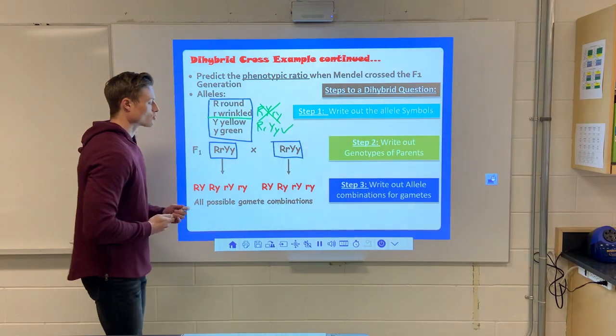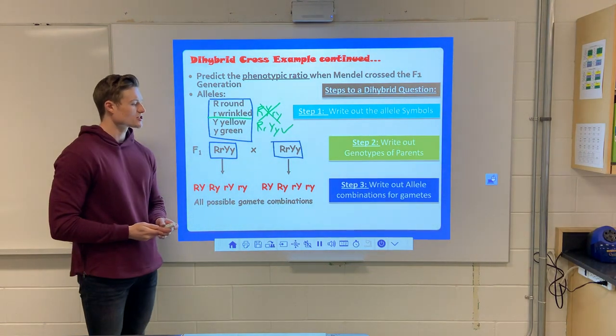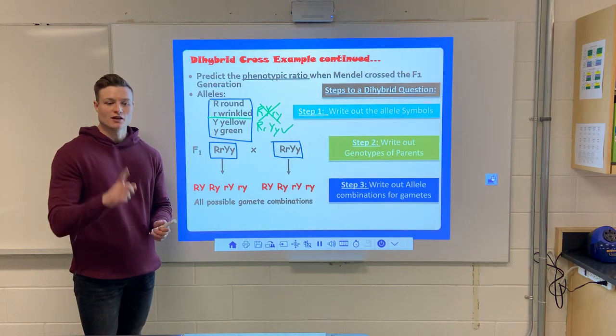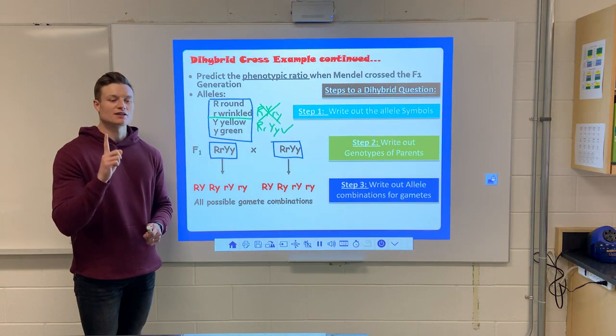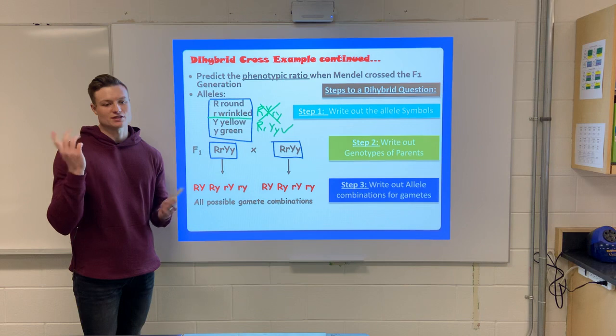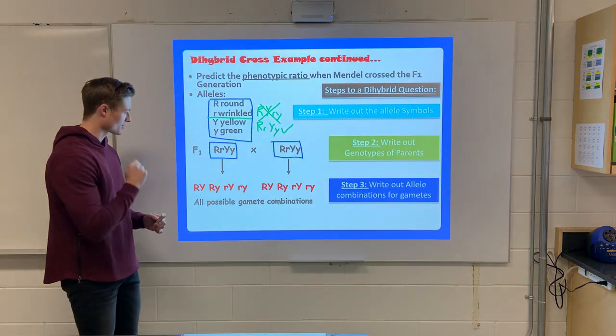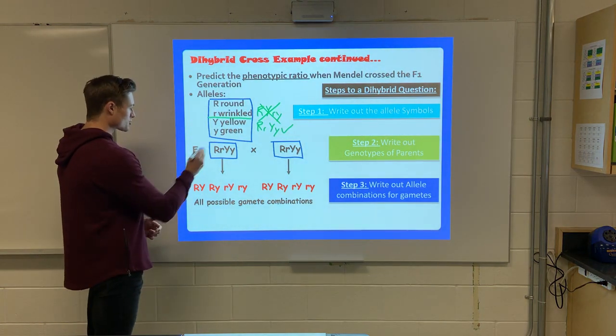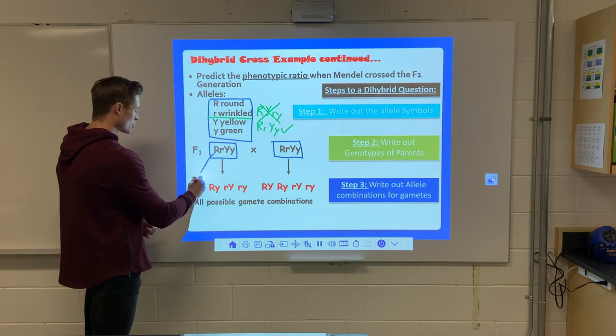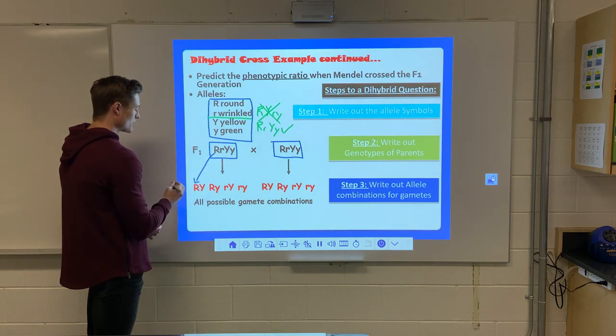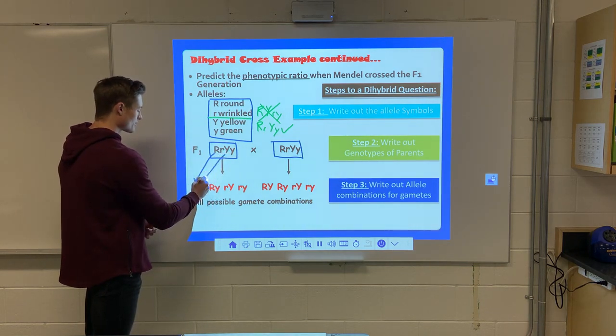Step 3, write out your allele combinations for the gametes. These are not genotypes. These are gametes, meaning they are essentially half a genotype. So let's think about this, okay? This individual right here could donate a big R. They could also donate a big Y.